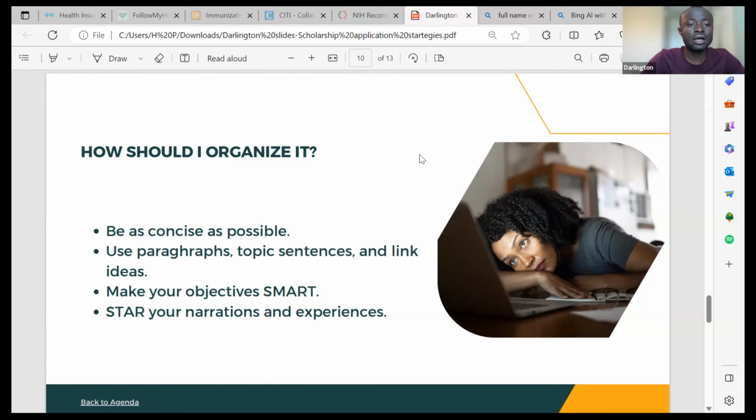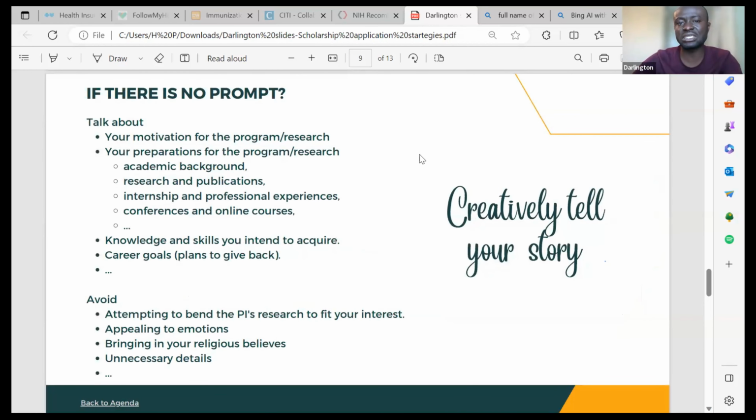Okay. So you need to also use paragraphs for every, let me go back here. So for every idea, you need to put it in another paragraph. For instance, you might want to put your motivation in a paragraph. You might want to put your preparations in a paragraph. Your knowledge and skills you want to apply in a paragraph. Your career goals in a paragraph. You end it with a summary paragraph. You might want to do that.